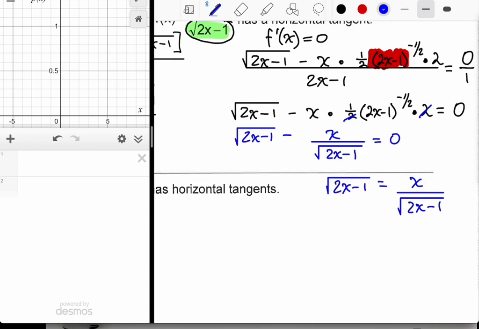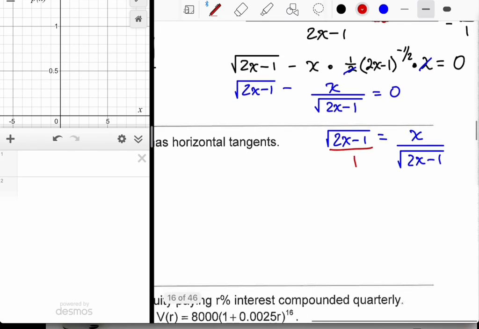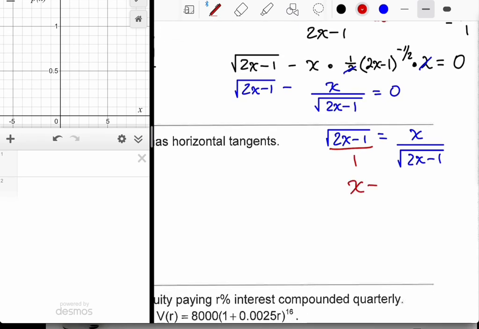Cross multiply, just pop this over a 1. You get x is equal to, well, when you multiply two identical radicals, it's the same as squaring the radical. Two opposite operations cancel away, just 2x minus 1. Subtract 2x from both sides. Negative x is equal to negative 1. Therefore, x is equal to 1. At long last.